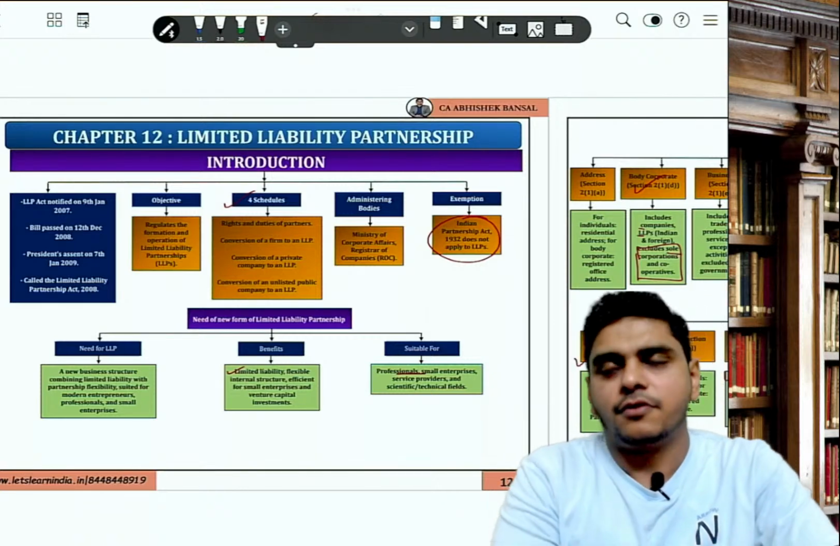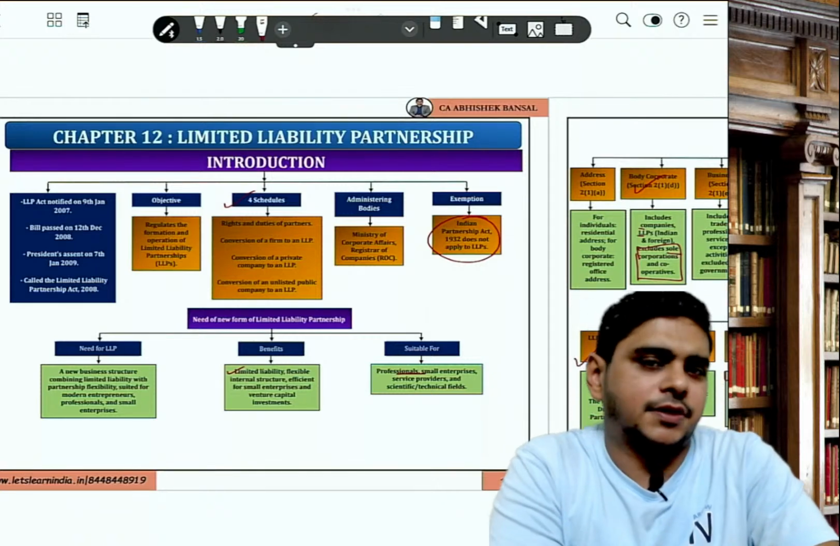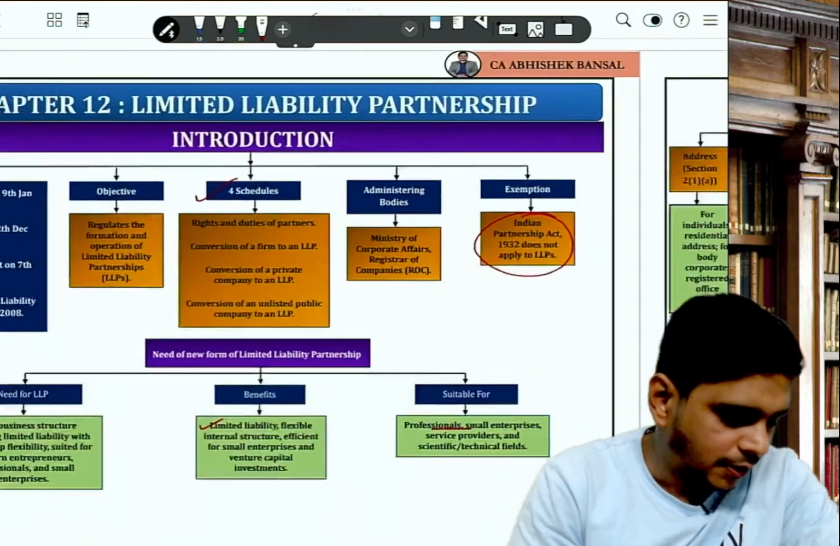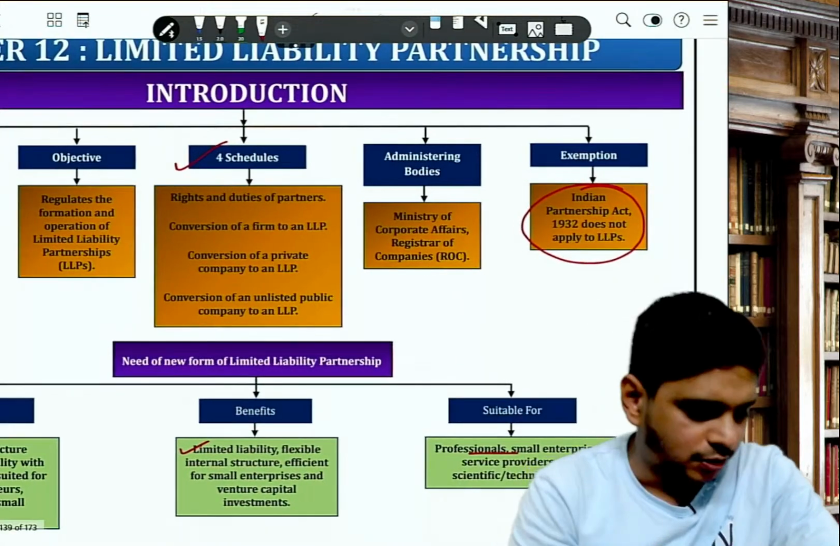Sir, FEMA's year is 1999. GCA's year is 1897. LLP's year is 2008. So we straight away talk about all the important points regarding the exam.